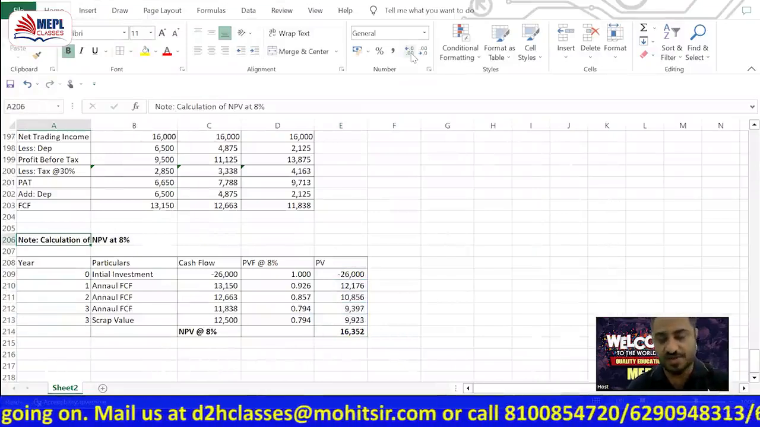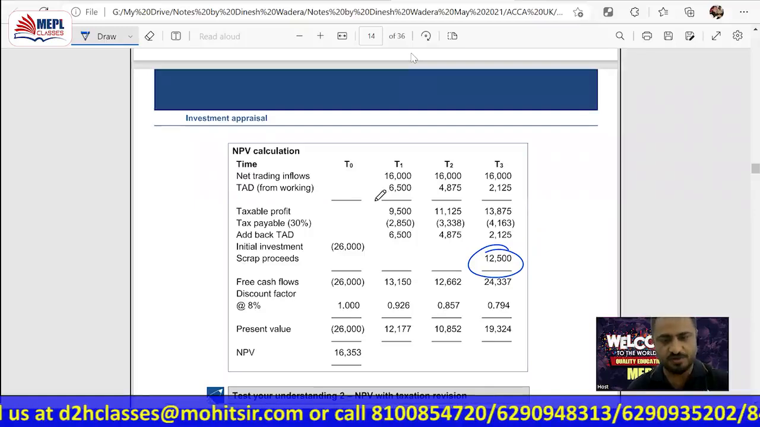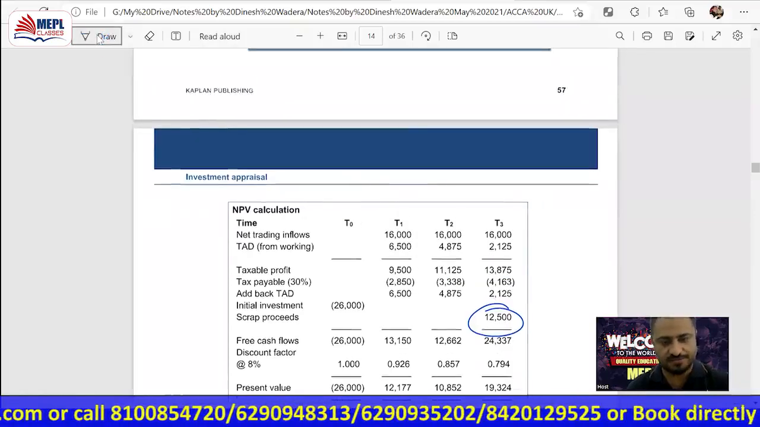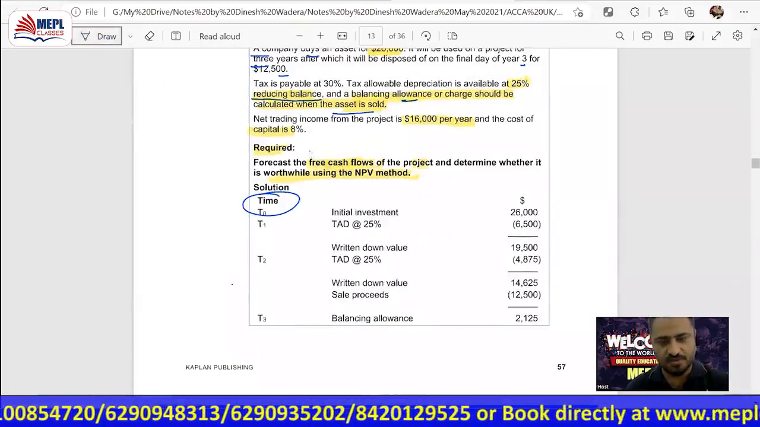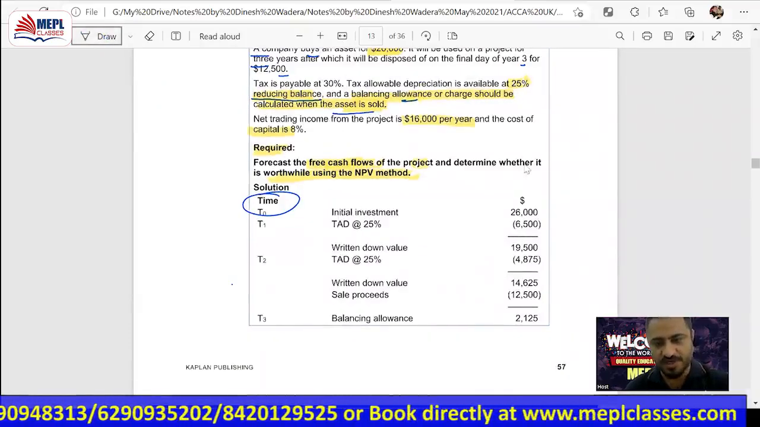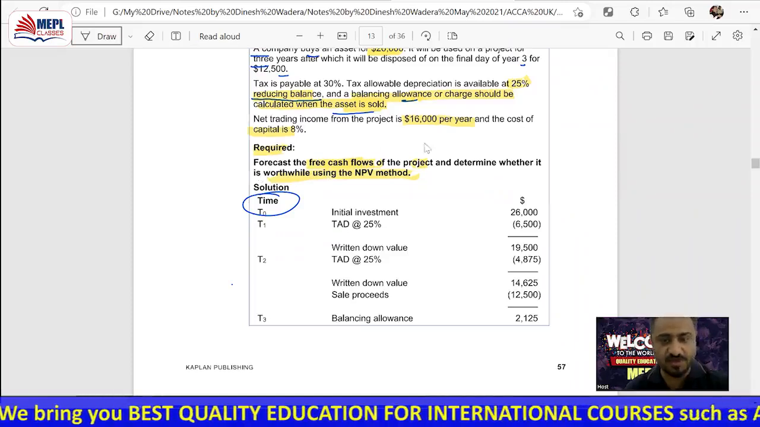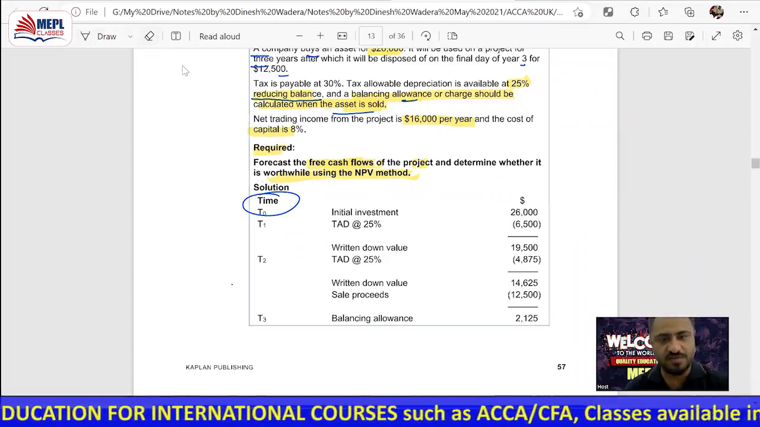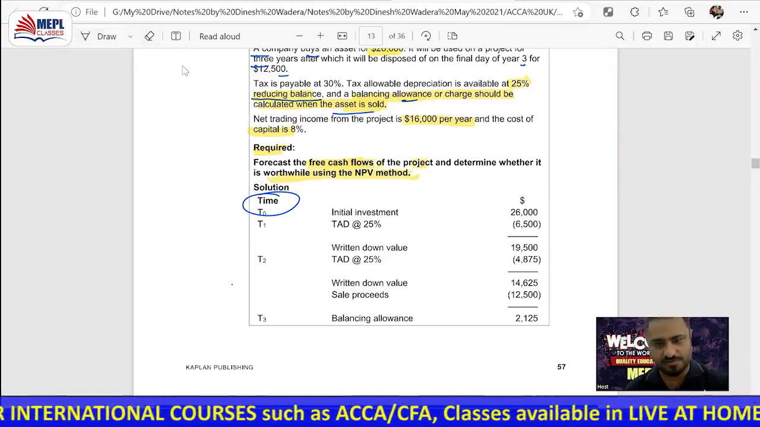But the question does not end here. Read the question carefully. What do they say? Comment. They also want to forecast the free cash flow of a project and determine whether it is worthwhile using the NPV method or not.